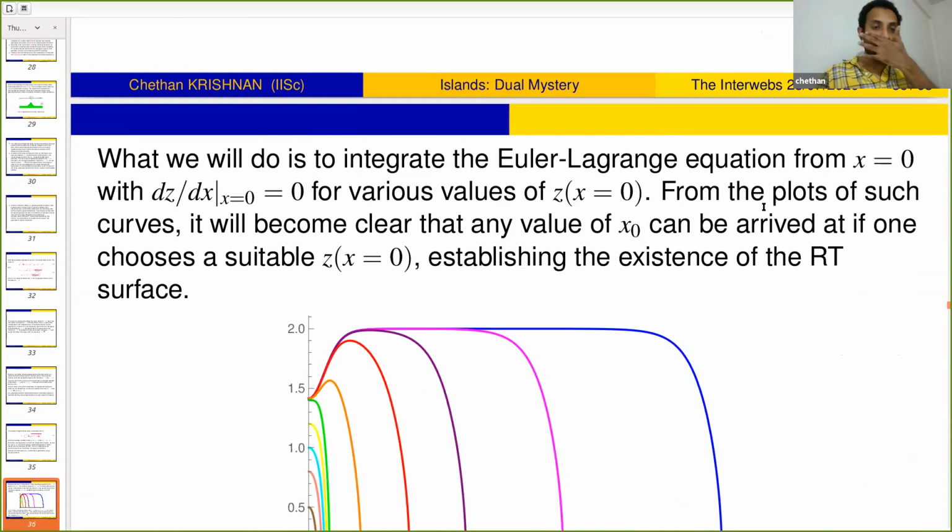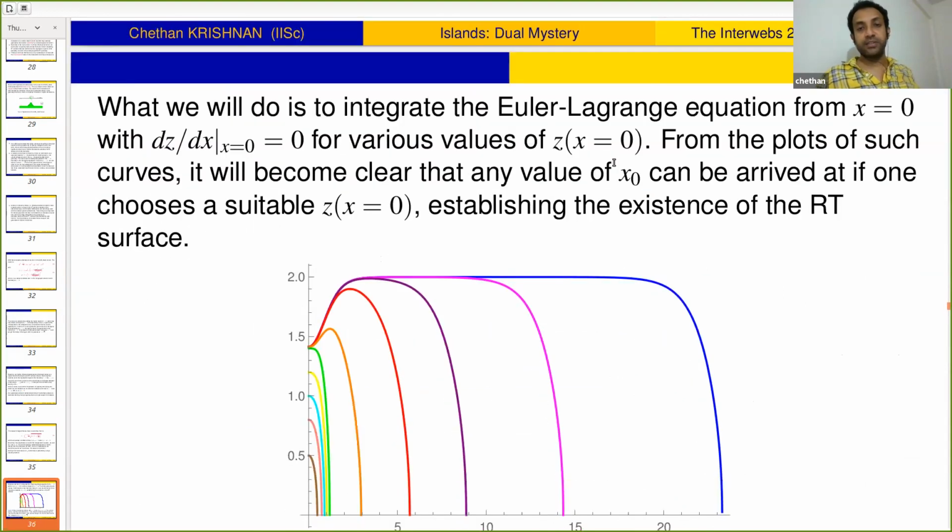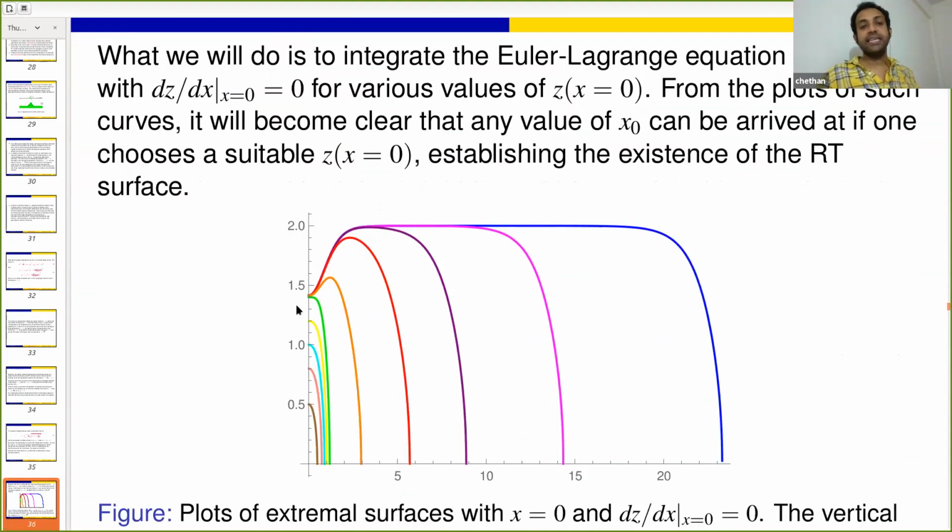These boundary conditions that I have put, X equal to 0, so basically the kind of extremal surface that I'm looking at, and you can see that I can integrate these. The extremal surfaces that I find are precisely of the form that I would like, which is that I can start from near the funnel and I can go all the way out.